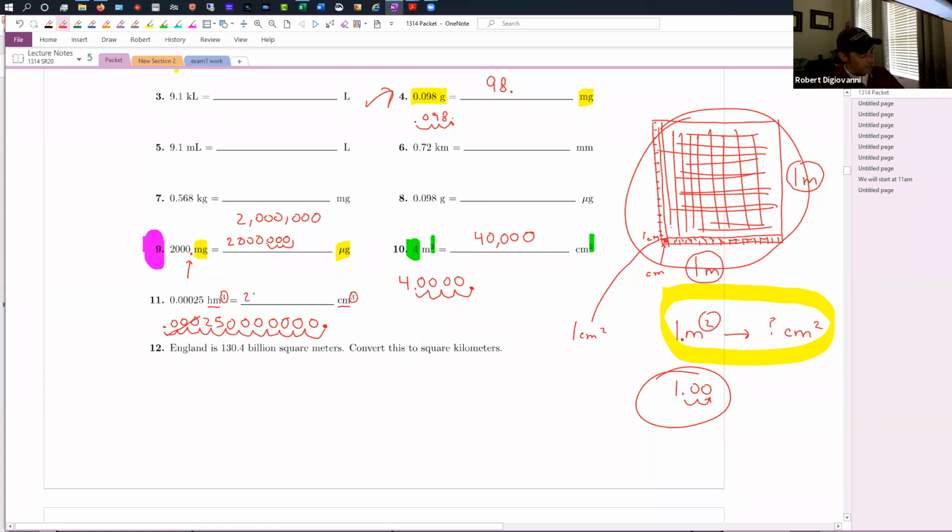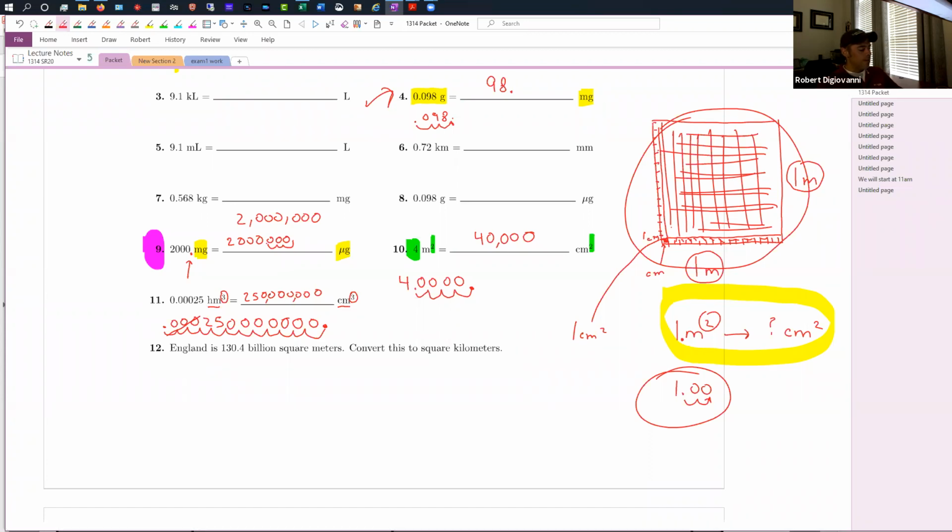So here we're going to hit 2, 5, 0, 0, 0. How many zeros do I have there? 6, 7. So that's 250 million cubic centimeters. Okay, I hope that makes sense.